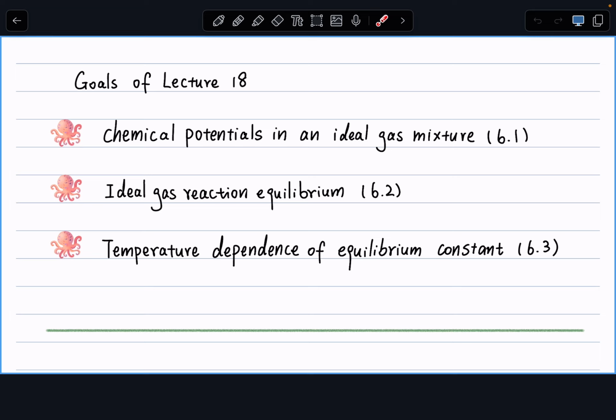The second goal, I probably don't have time to finish, but I'll try to get started: introducing what is ideal gas reaction equilibrium. How can we use our definition for an ideal gas mixture to define an equilibrium constant? Later on, we'll see how that equilibrium constant is calculated in a specific example problem. And then, what's the temperature dependence of the equilibrium constant? I know I'm behind, but we'll see how far we go on chapter 6. So let's get started.